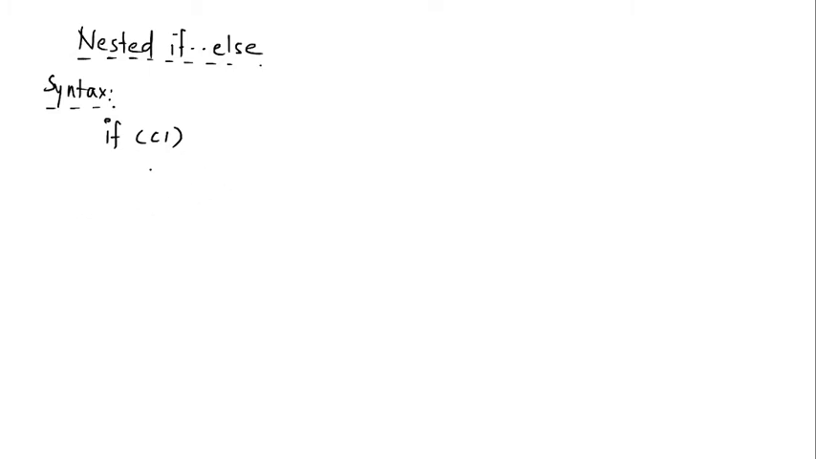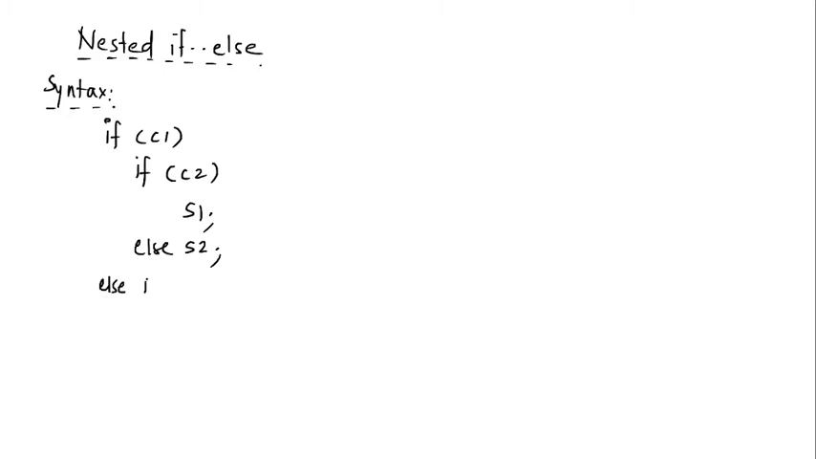Now but within if, I may require to do some other checking also. So if C1, then we'll go for if C2, then S1, else S2. So if C1 is true, we're going to get into this if else. We'll check C2. If C2 is also true, then S1. But if C2 is false, then S2. But all this is when C1 is true. So if C1 is false, it will straight away get dropped to this particular else.